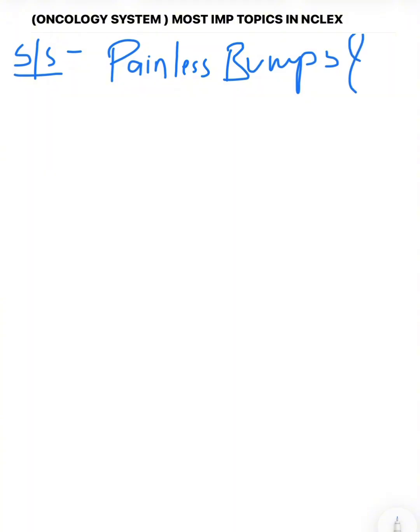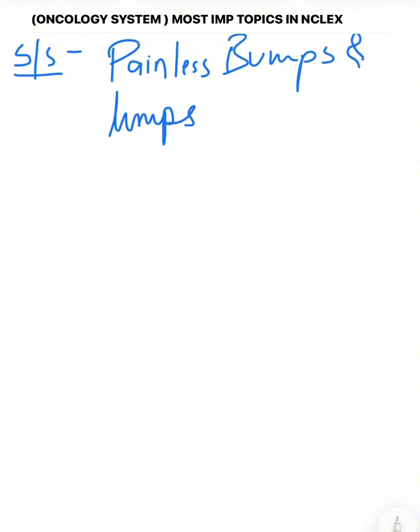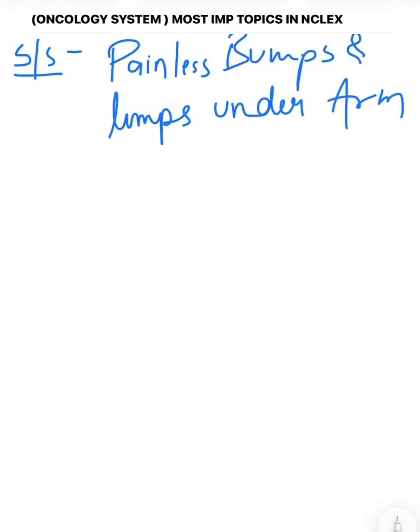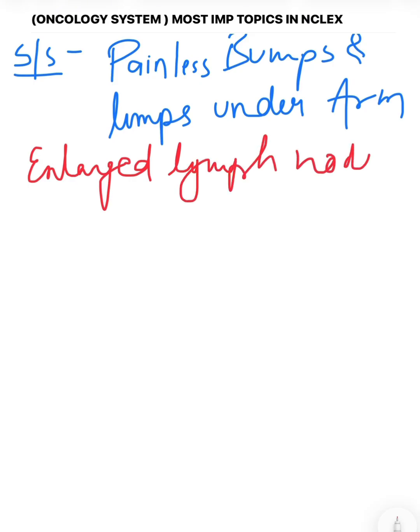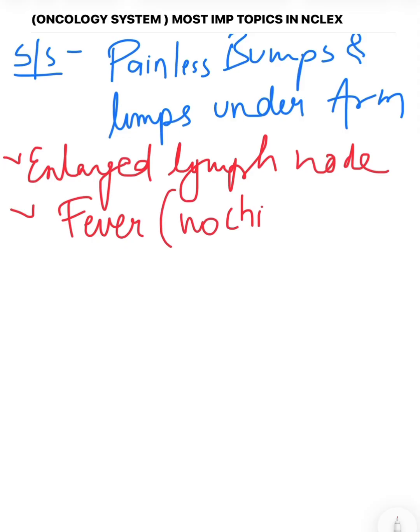So the signs and symptoms in lymphoma. First is painless swellings and lumps under the arm, that is the axillary part. Second is enlarged lymph nodes and lymph glands. Next is fever with no chills.